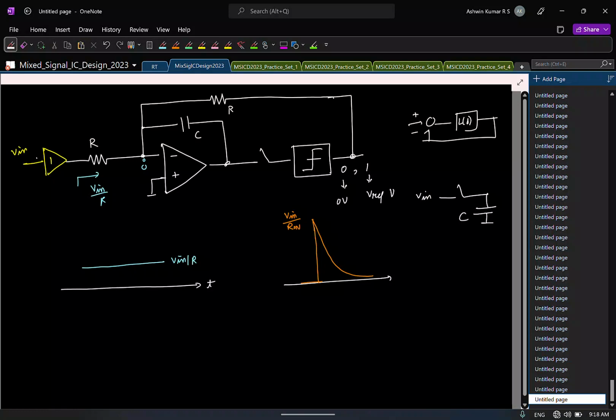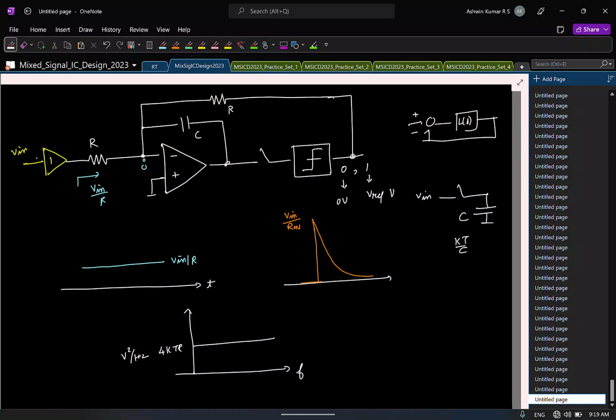From noise. So here the noise is sampled, so you are looking at sampled noise, which is kT by C. Here the noise is not sampled, it is continuous time. So what is the power spectral density for a resistor? 4kTR. So if I plot the power spectral density of a resistor, SPN is 4kTR volt square per hertz. It's not sampled, it's continuous time. The input referred noise is this, at least for a single resistor.